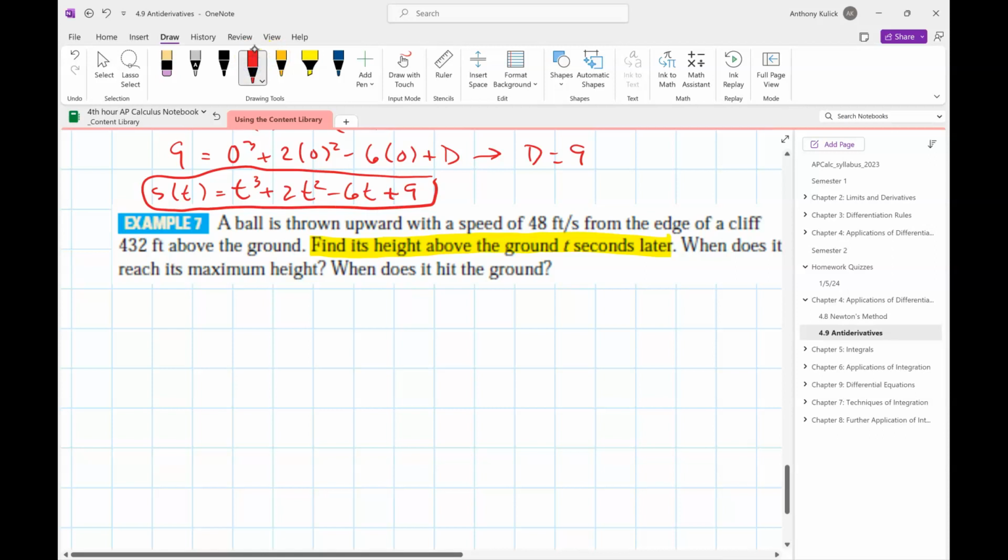So find its height above the ground t seconds later. What is it asking for here? The position function, the s of t. So it's going to be an anti-differentiation problem here, right? The ball is thrown upward with a speed of 48 feet per second. What is this? It's our initial velocity, right? Our v of 0. What is 432 feet above the ground? Yeah, it's our s of 0. It's our initial position. So this is kind of like the previous problem, but what aren't we given? An equation for velocity or anything.